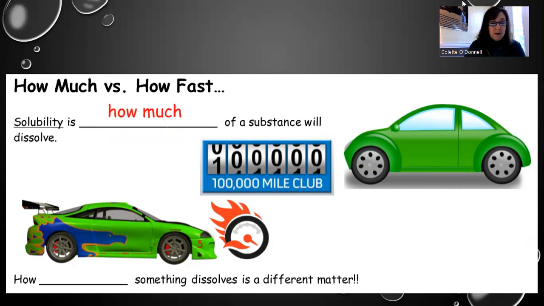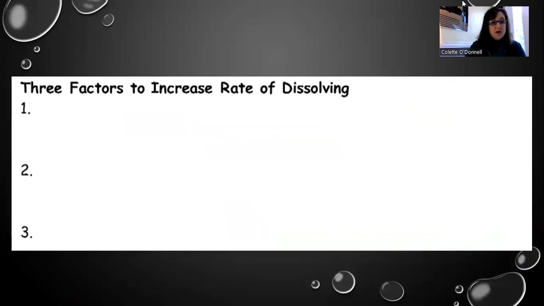Solubility, when we talk about that, we're talking about how much of a substance will dissolve, versus how fast something dissolves. Now that's a different matter, and we have to look at some things that we can do to make things dissolve more quickly. So there are three factors that we can employ to increase the rate of dissolving. Again, this has nothing to do with how much we can get to dissolve, but instead, how can we get things to dissolve more quickly?